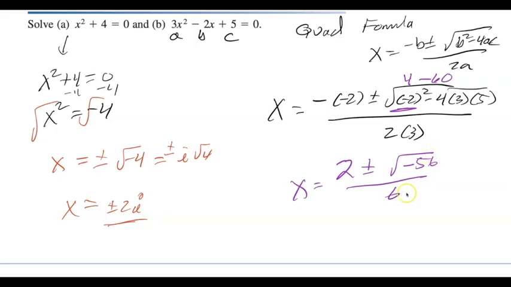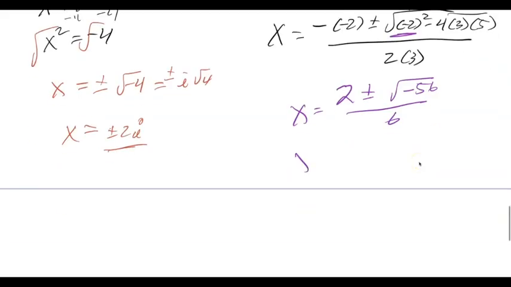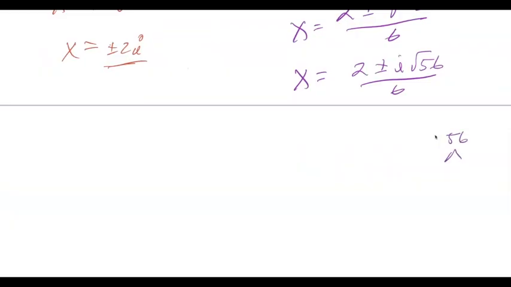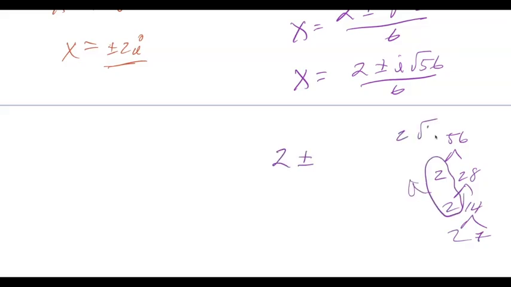Notice how it has a negative right there, so that's just an i. So 2 plus or minus i square root of 56 over 6. And that's our complex solution. Now, if we want to be pro about this, we should break that down. 56 is what? 2 times 28, which is 2 times 14, which is 2 times 7. I only need a pair. So that's the same thing as saying 2 plus or minus 2 square root of 14, 2i square root of 14 over 6.